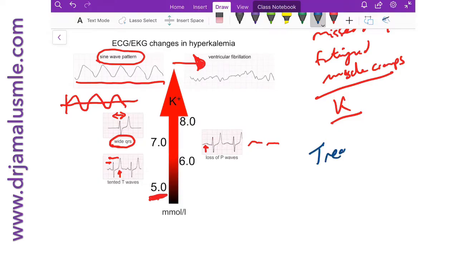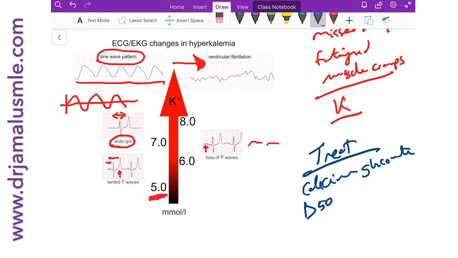How do you treat hyperkalemia? First of all, you have to protect the cardiac muscle, and this is why you give calcium gluconate. Number 2, you give them dextrose 50 in addition to insulin. I usually give D50 and 10 units of IV insulin.